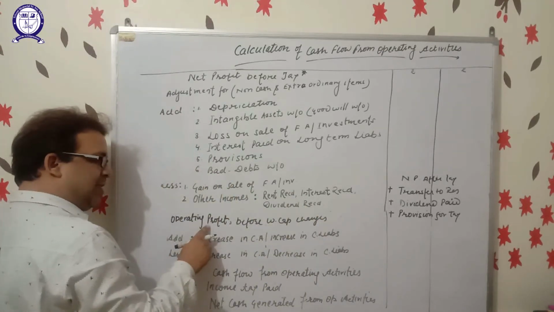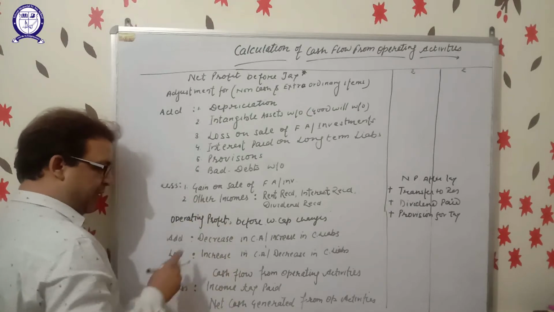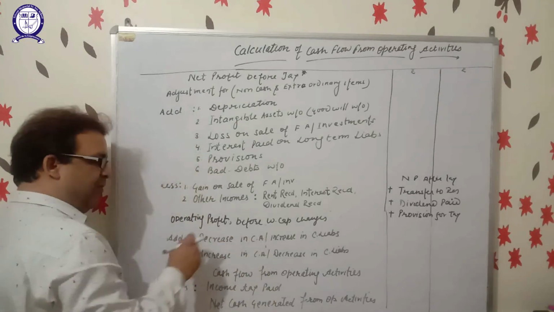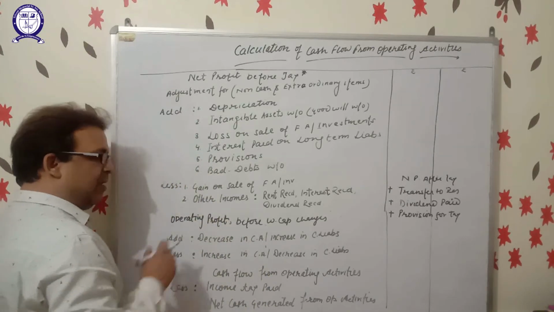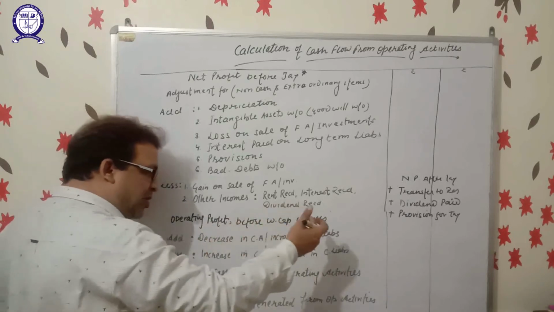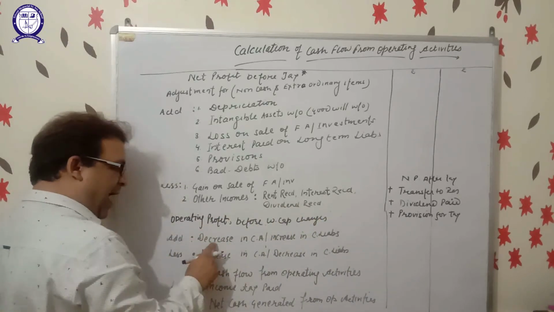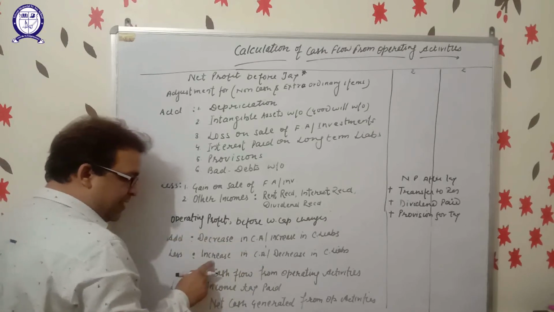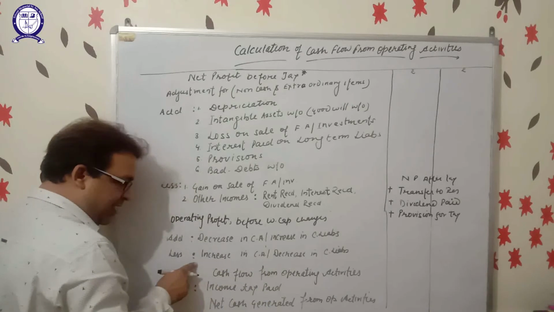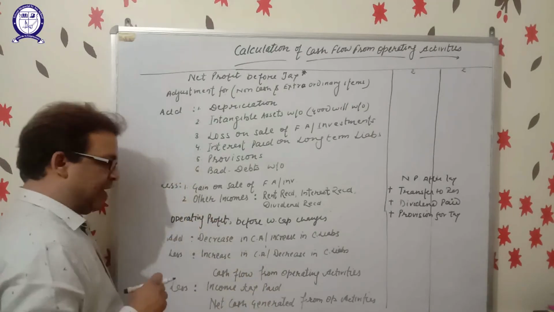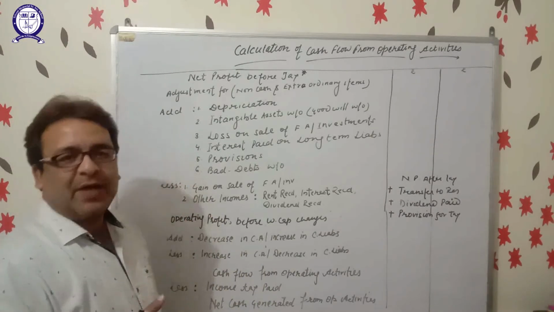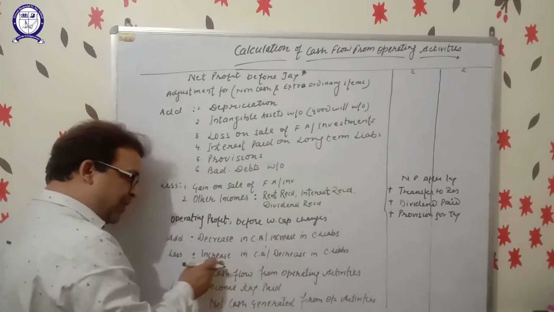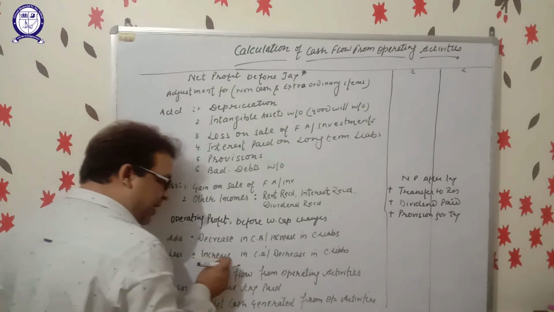Now we have to adjust current assets and current liabilities. If the current assets are decreasing, that means we have sold our current assets, or you can say that cash is coming. So we will add these items when assets are decreasing. And if the current assets are increasing, that means we have purchased some current assets. Cash is going out, that means it is an outflow for the business. So we will deduct it.